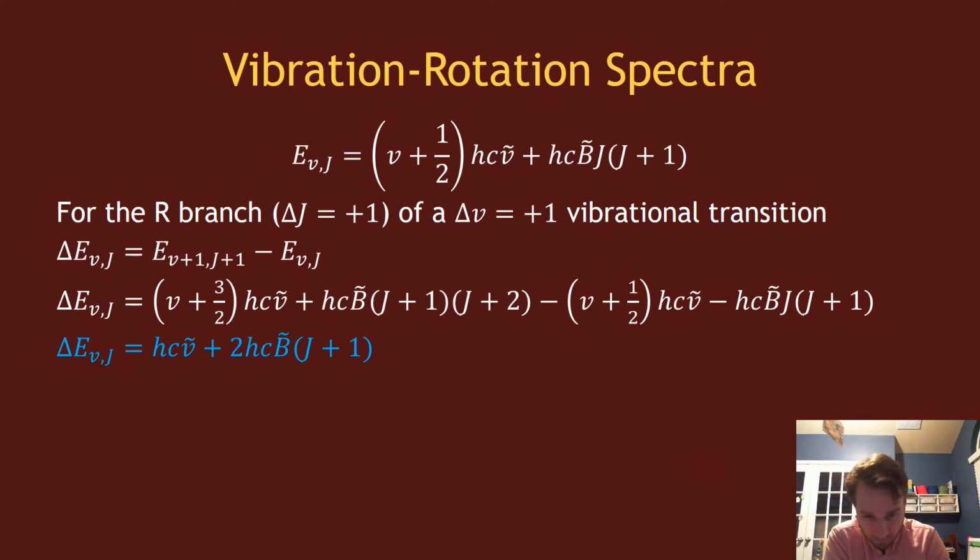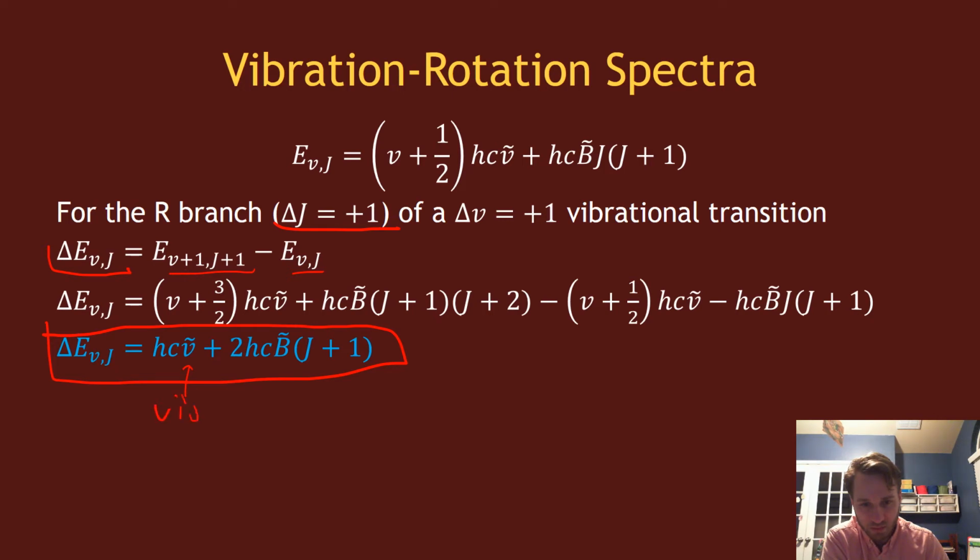If we want to look at the R branch, which has delta J as +1, then we're looking at this energy difference, from V plus 1, J plus 1 to V, J. Plugging in those values and simplifying, we get this equation, which is the energy change related to the R branch: hc times the vibrational constant, and 2hcB, where B is your rotational constant, times J plus 1.